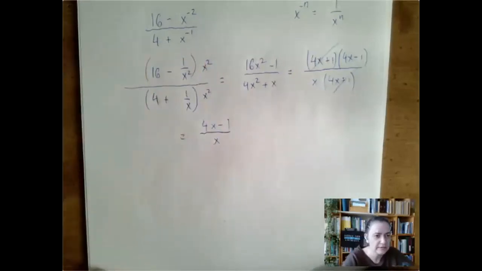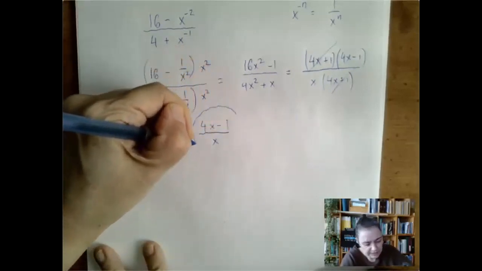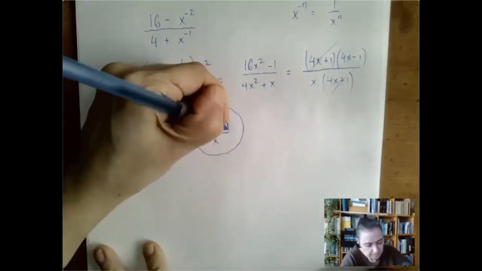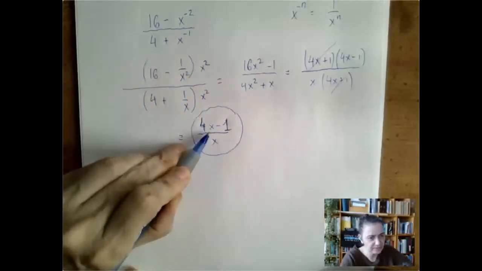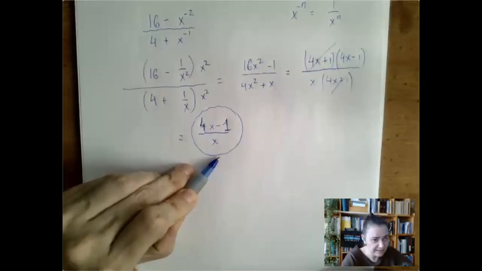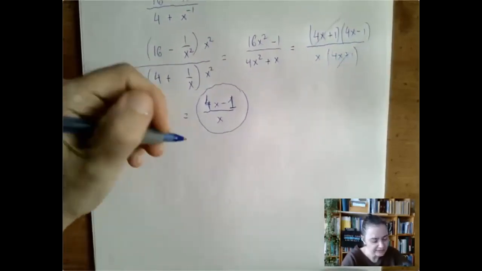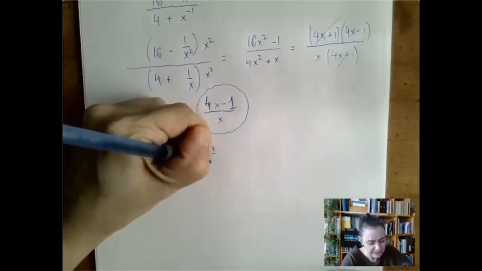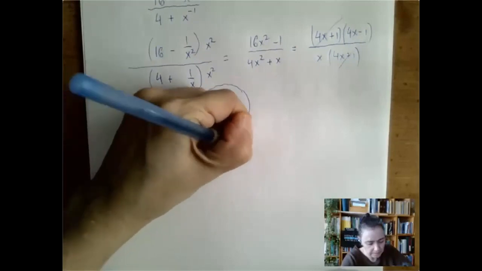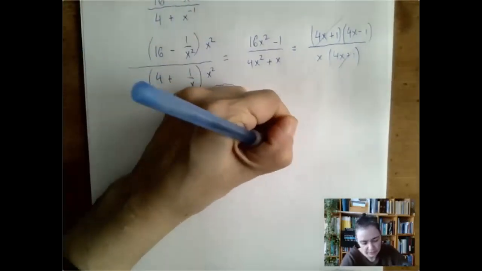And this one, I don't think this needs to be further simplified, but if you must, well, the first thing you can do is cancel out from 4x and x. The problem with that is you would have to divide this by x as well. So if you feel inclined to continue, you can rewrite this as 4x over x minus 1 over x. And then 4x over x can be simplified as 4 minus 1 over x.